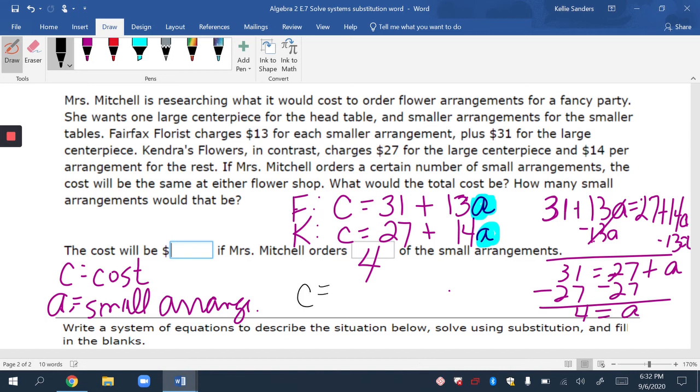So the cost is going to be $31 for the large one and $13 for every small one, and she's going to order 4. 13 times 4 is 52 plus 31, which would be $83.